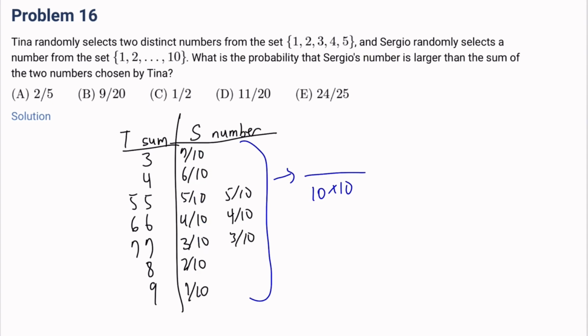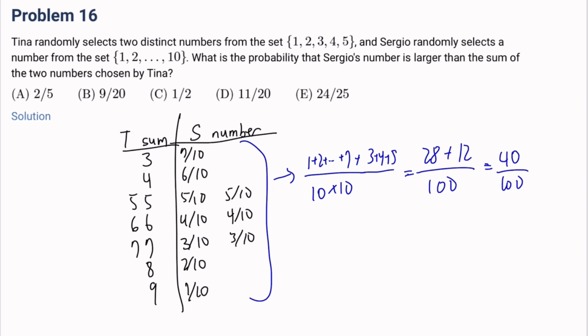And then we have 1 plus 2 plus 3 plus 4 plus all the way to 7, plus 3 plus 4 plus 5 left over. So this is all over 100, and this much is 7 times 8 over 2, so that's 28. And then 3 plus 4 plus 5, that is 12, so 28 plus 12. So this is 40. Yeah, so this is 40 over 100, which is equal to 2 over 5. So the answer is 2 over 5, it's A.